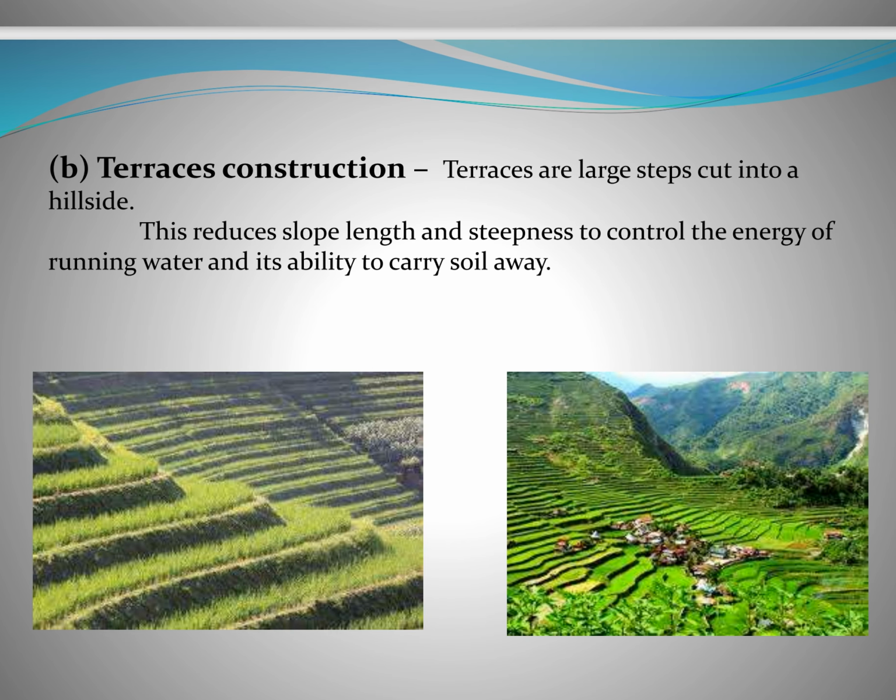The second method that comes under the engineering practices category is terrace construction. Terraces are large steps cut into the hillside. So basically, cutting large steps on the hillside is known as terrace construction. This reduces slope length and steepness to control the energy of running water and its ability to carry soil away. So these steps are basically to disturb the flow of water.